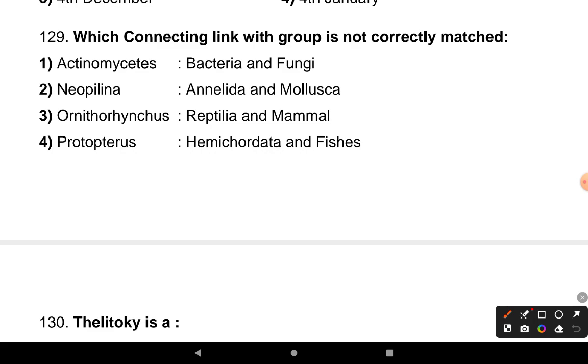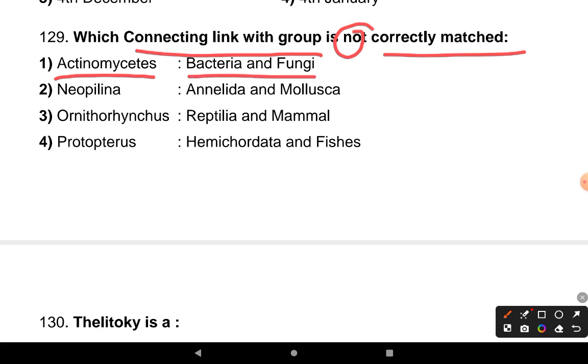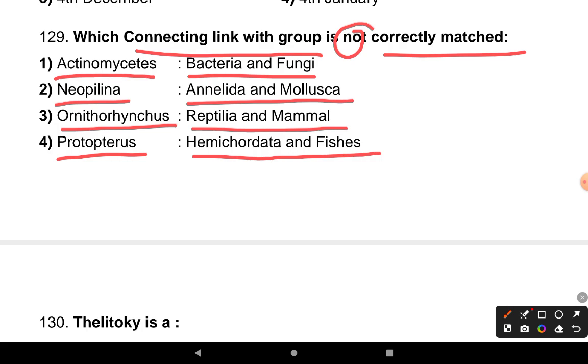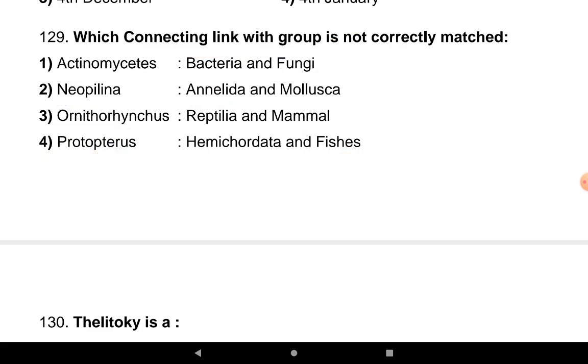The next question is, which connecting link between group is not correctly matched? Actinomycetes is connecting link between bacteria and fungi, Neopilina between Annelida and Mollusca, Ornithorhynchus between reptilia and mammal, Protopterus between Hemichordata and fishes. So correct answer is option 4. Protopterus, which is also known as lungfishes, is connecting link between fishes and amphibia, not between Hemichordata and fishes.